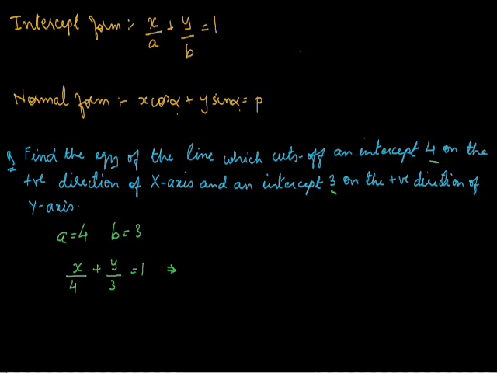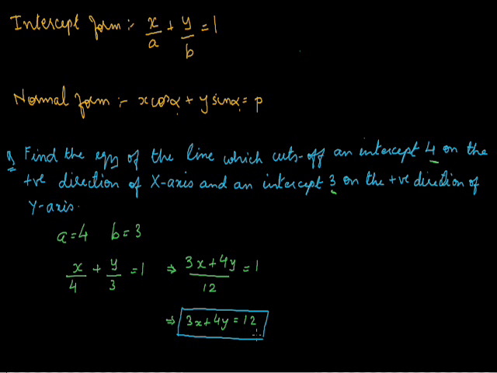By taking LCM of this, I'll get (3x + 4y)/12 = 1, which is 3x + 4y = 12. So this is the equation of the line which we are required to find out.